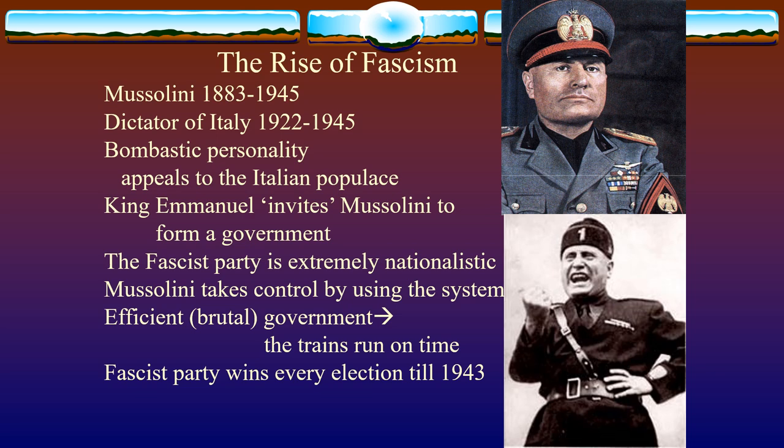So it is an efficient government, but it is very, very brutal. Now, one of the driving motives of the Fascist Party, one of the things that Mussolini insisted upon, is looking back to recreate ancient Rome. Please write that down. He's going to look back to recreate ancient Rome.